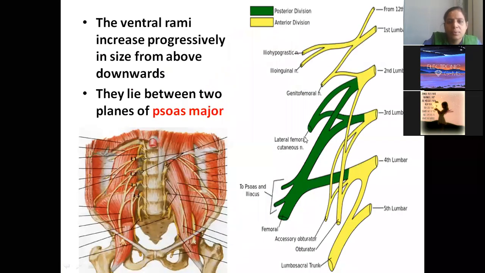In different pictures, the ventral rami are the ones seen in the anterior aspect. The ones which go behind are called the dorsal rami or posterior rami. Between the vertebrae, in the intervertebral foramina, you can see these ventral rami progressively increasing in size from above downwards. You can see this has become thicker. That means this is our femoral nerve. They are lying between the plane of two muscles.